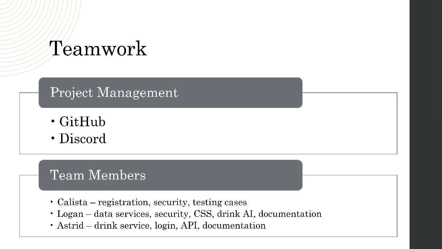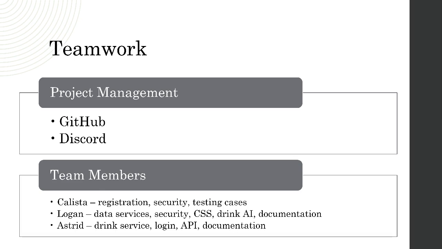And then next, for the team members, we had Callista working on registration, security, testing cases, and basically she just created the registration and error handling logic. Logan worked on data services, security, CSS. He created the drink AI. He worked on documentation. And one of the things he did was he created all the drink data services and worked with the database interaction logic.